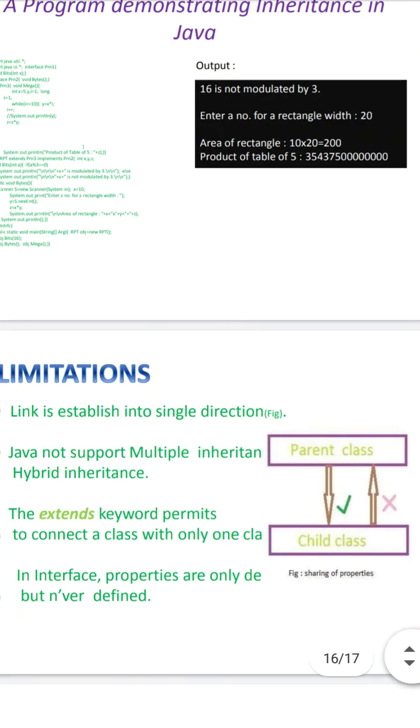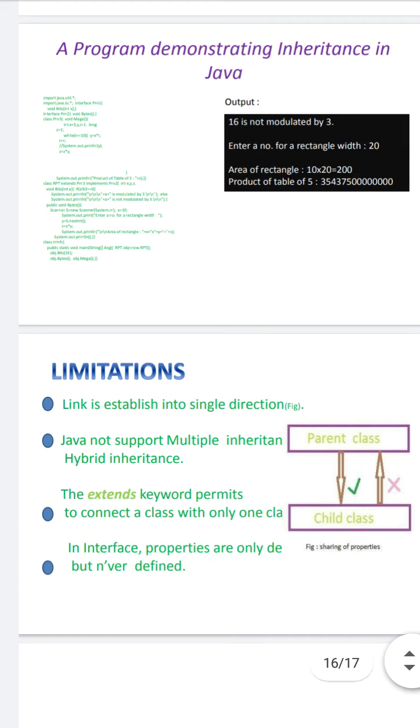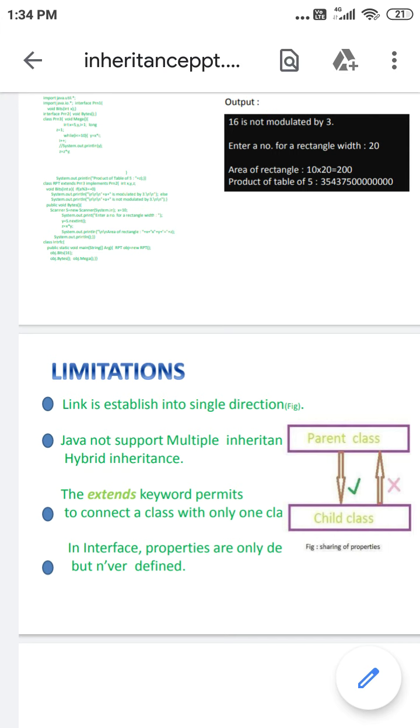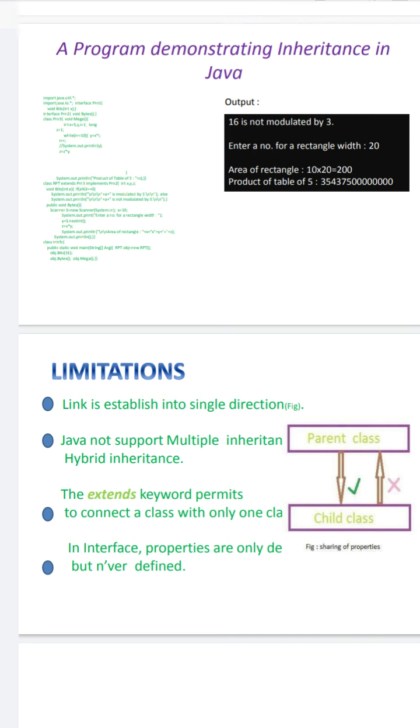Okay, and now we have come to the end. We can look at the limitations of inheritance. So now we can see what the limitations are. The link is established in a single direction. What I have said is that it is one-way, not bi-directional. Access and sharing are only from parent to child, not from child to parent.